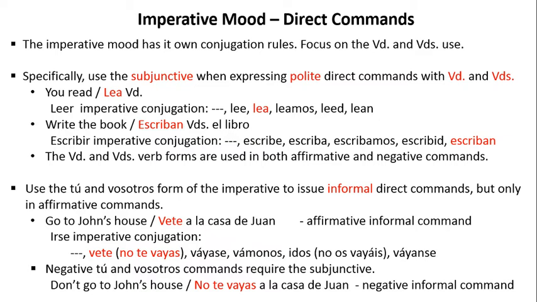Now, don't go to John's house: No te vayas a la casa de Juan. That's an example of a negative informal command. Now, once again, negative tú and vosotros commands require the use of the subjunctive.